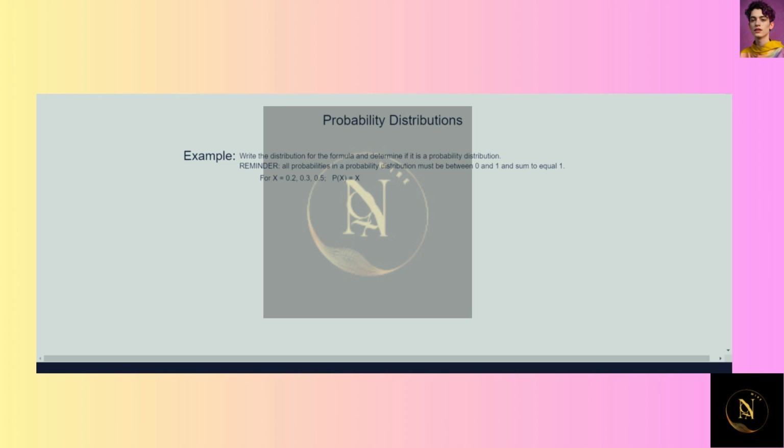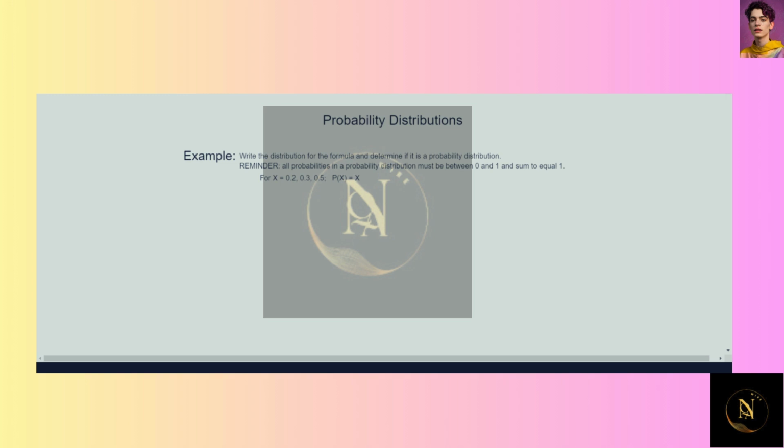Hello, today we'll be continuing our discussions on probability distributions, and we will be completing an example that is based around a distribution defined by an equation instead of by a table, and we will be translating it into a table distribution and then determining if it is a probability distribution or not.